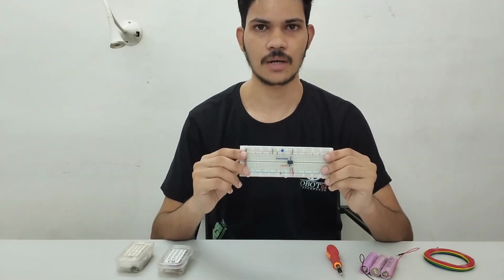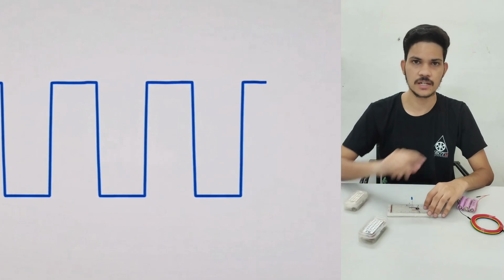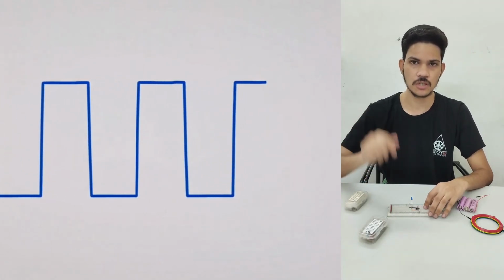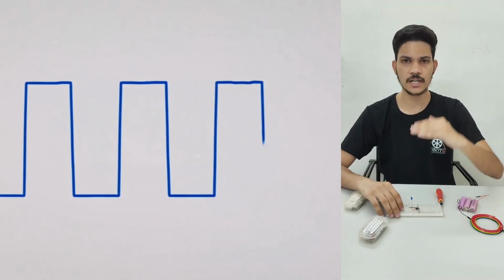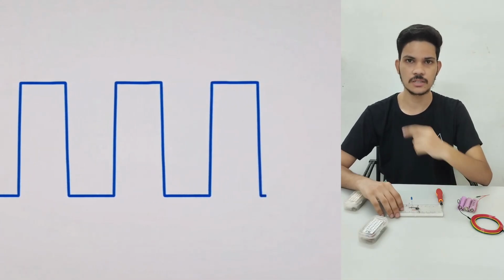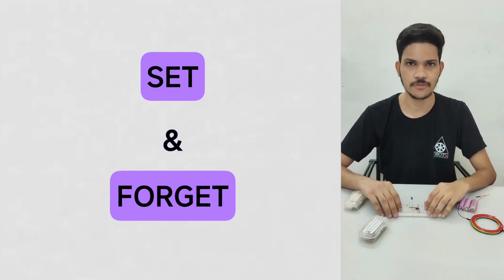Welcome back to another video where we will discuss the astable mode of 555 timer. So in the astable mode, we create the oscillations on the output pin. This output pin keeps on flipping between the low state and the high state, right? As you can see in this animation. So it is like set and forget.